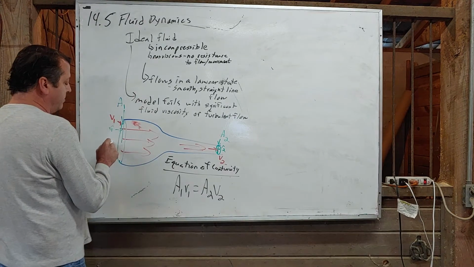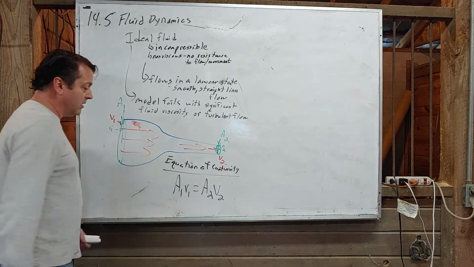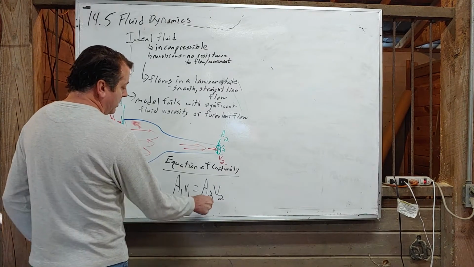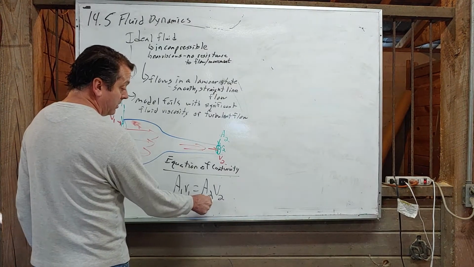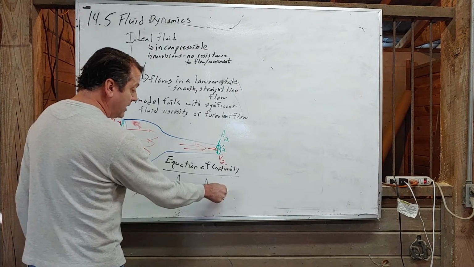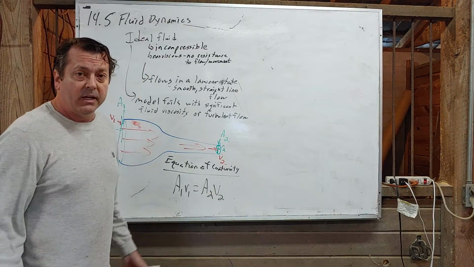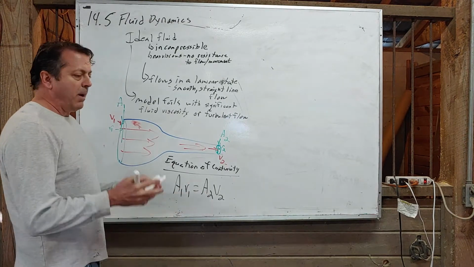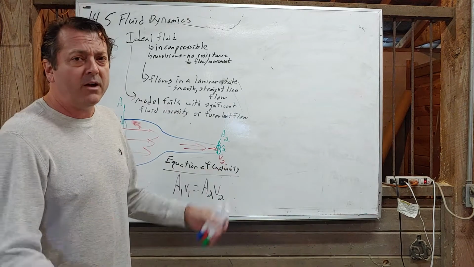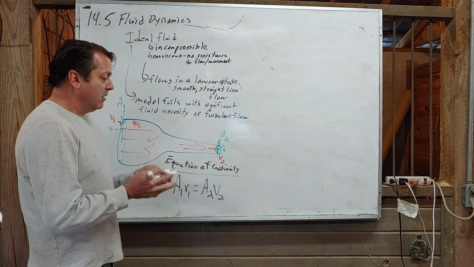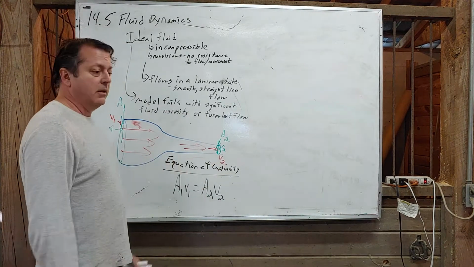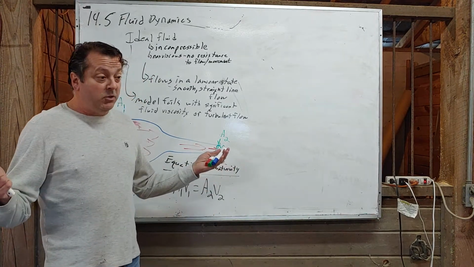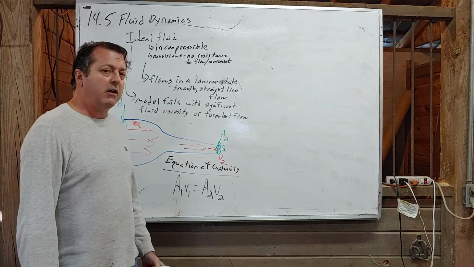So if area 1 is big and velocity 1 is relatively small, then area 2 gets small. To make these two equal, velocity 2 has got to get big, because these numbers have to equal each other. So when you make pipes bigger, fluid slows down in it. You make pipes smaller, fluid goes faster in it. And you know this another way, assuming you put it in the woods or hang around on creeks and rivers.